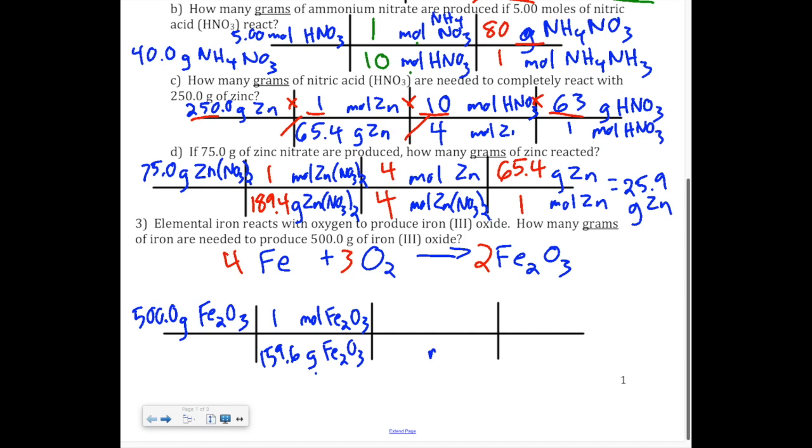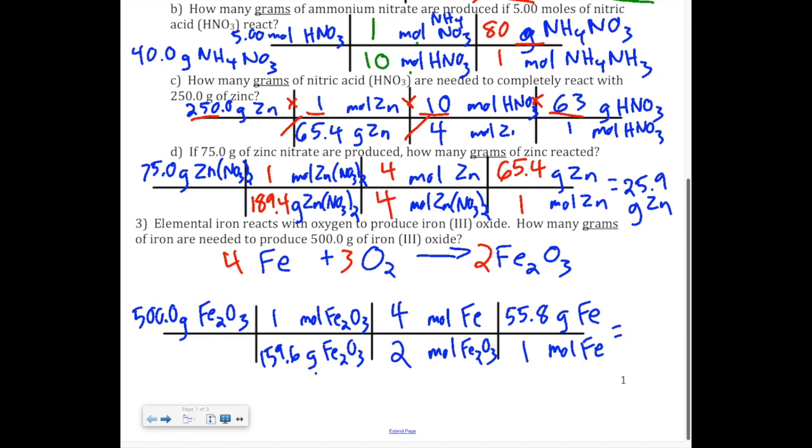And then moles of Fe2O3, my answer that I'm looking for is grams of iron, so I'm going to switch it to moles of iron first, and then I'm going to switch moles of iron to grams of iron. All right, and I skipped these boxes. Let's fill those in. The coefficient for iron is going to be 4. The coefficient for iron oxide is going to be 2. And then the molar mass for iron is 55.8. I found that straight from the periodic table.